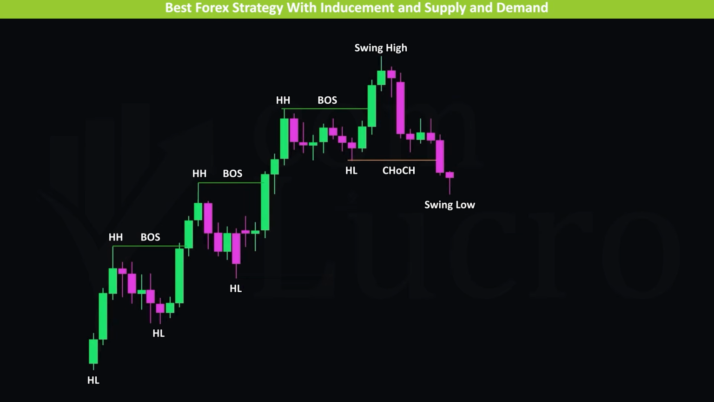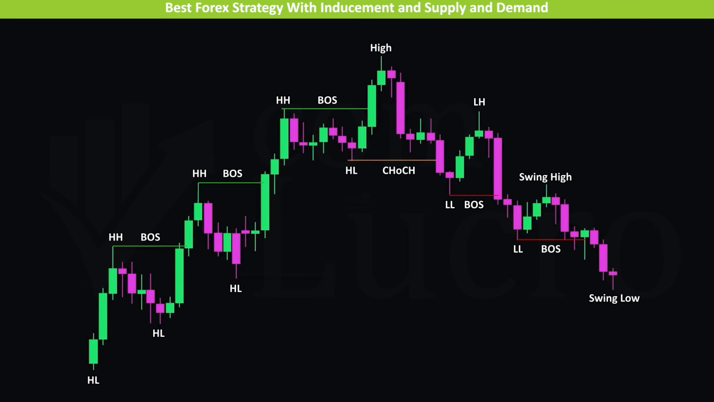However, if price breaks and closes below the protected swing low, that signals a change of character. In simple terms, buyers failed to maintain control of the structure, and sellers are beginning to take over. That shift suggests a potential reversal. From that point forward, we can shift our focus to identifying fresh supply zones and preparing for possible short positions.